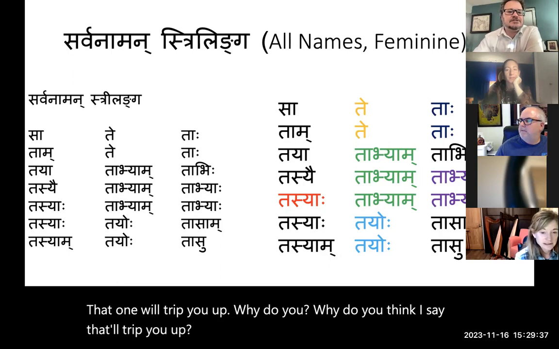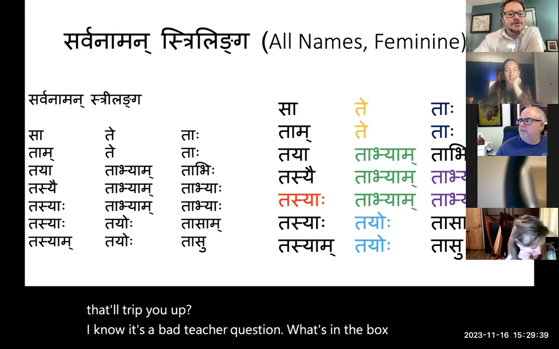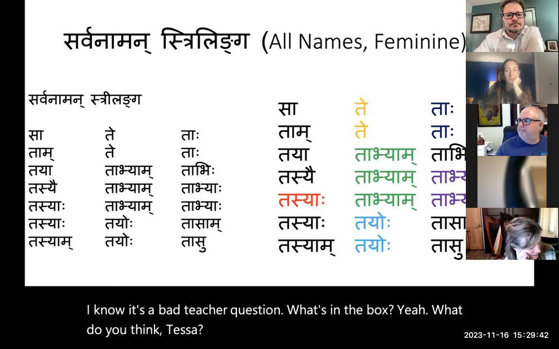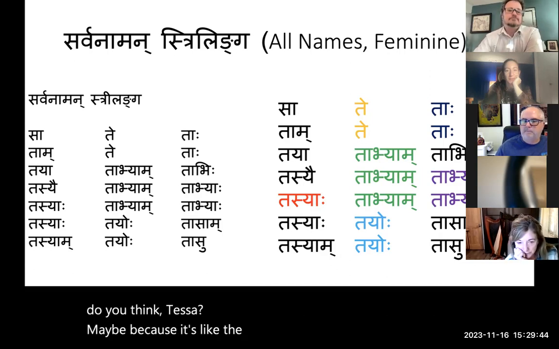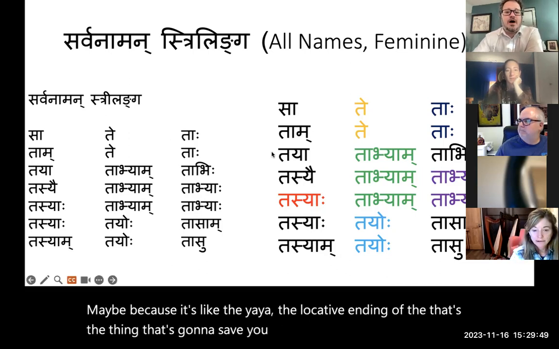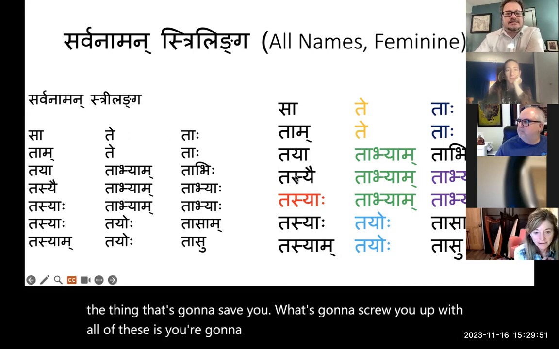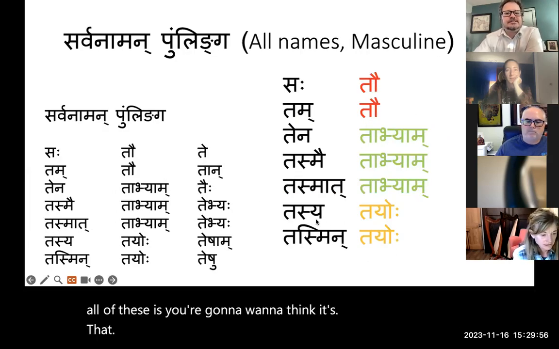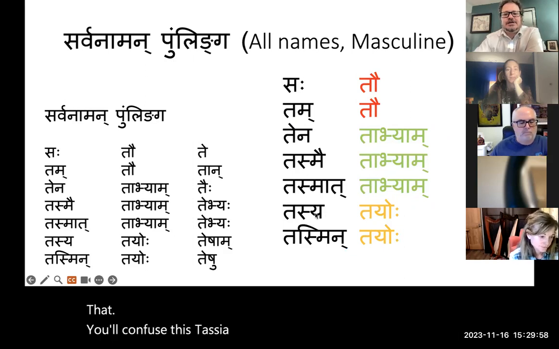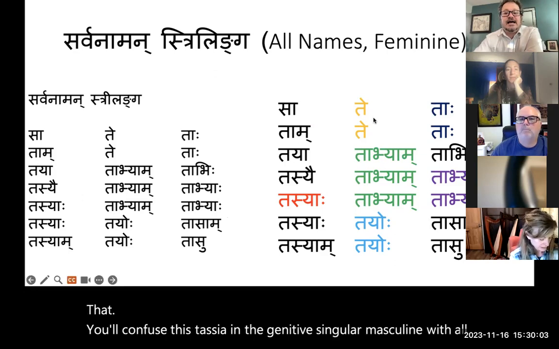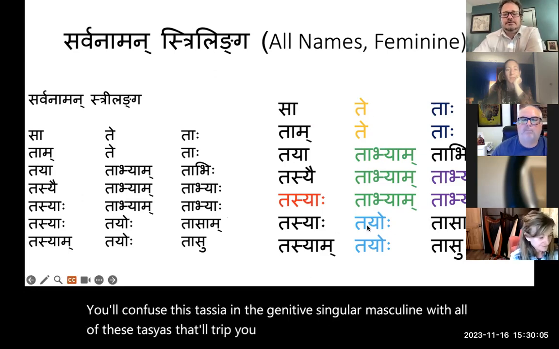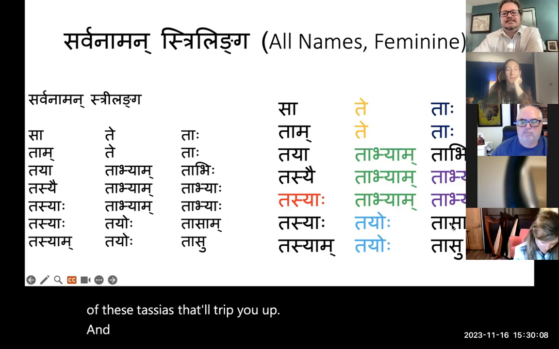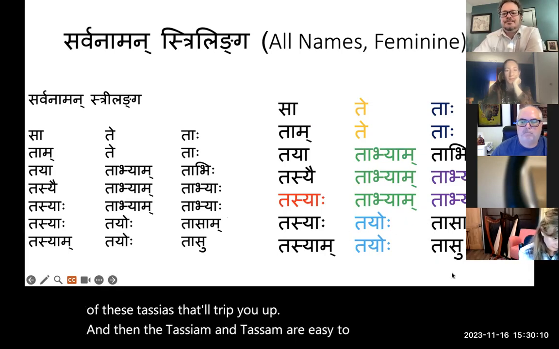I know it's a bad teacher question. What's in the box? Yeah. What do you think, Tessa? Maybe because it's like the locative ending. Well, that's the thing that's going to save you. What's going to screw you up with all of these is you're going to want to think it's that. You'll confuse this tasya in the genitive, singular, masculine, with all of these tasyas. That'll trip you up. And then the tasyam and tasam are easy to confuse as well.